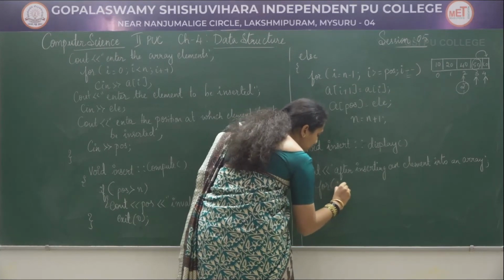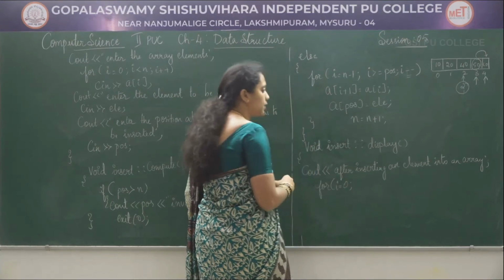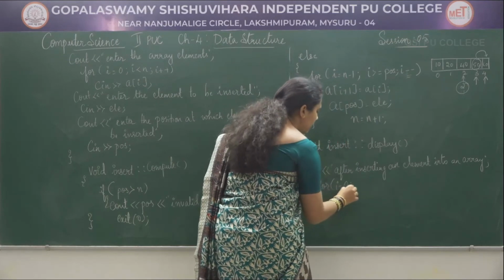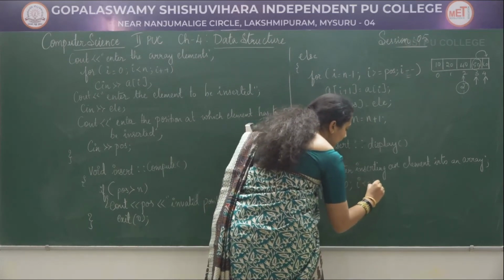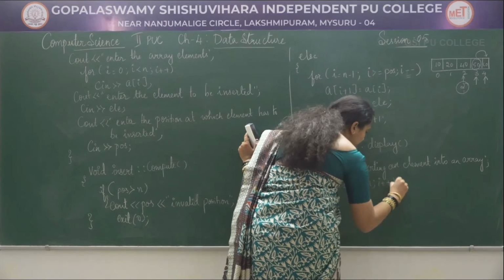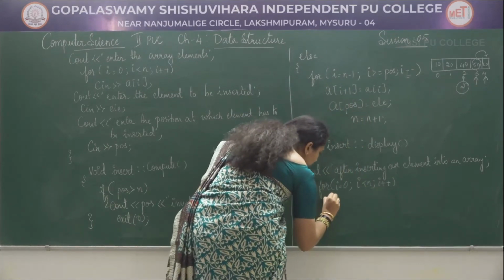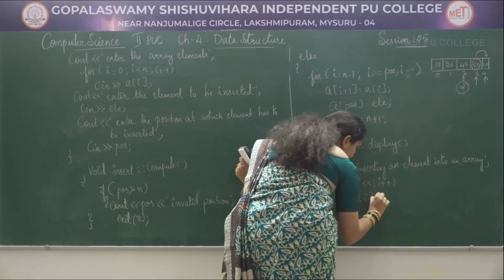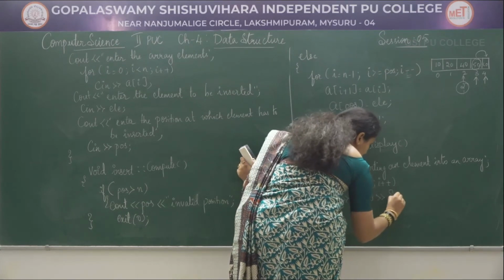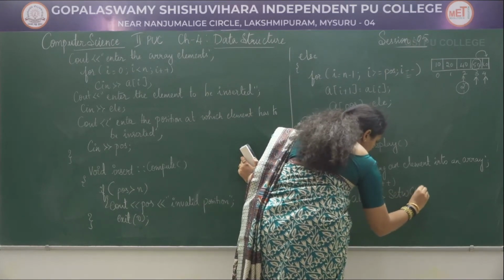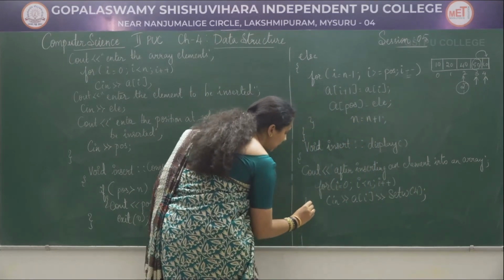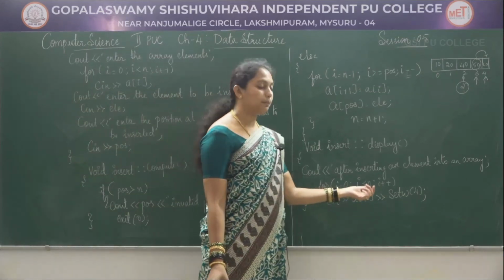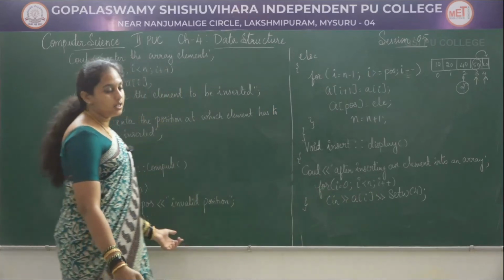so from the first position till the last position I have to display the element, so for I is equal to 0, I less than n, I plus plus, cout A of I, setw of. So why are we using the setw function here? The setw function is used to set the required field width between the array elements.